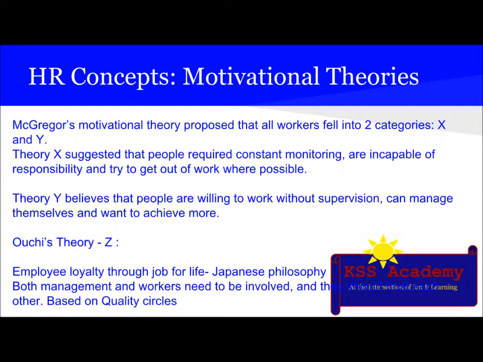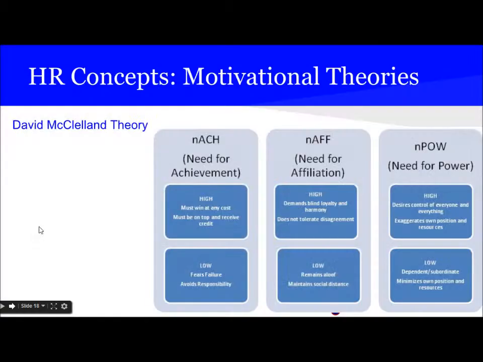The next is Ouchi's Theory Z, in which employee loyalty is built through a job for life, which is a Japanese philosophy. Both management and workers need to be involved, and they should trust each other. This is also based on quality circles.